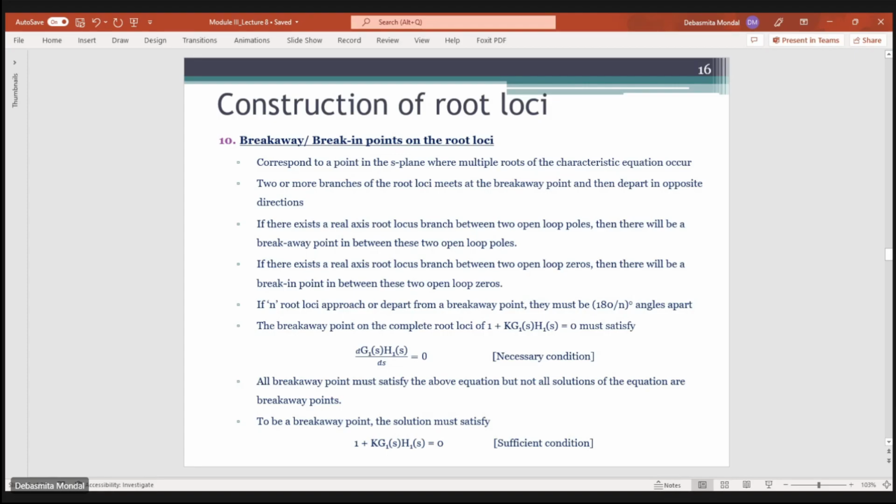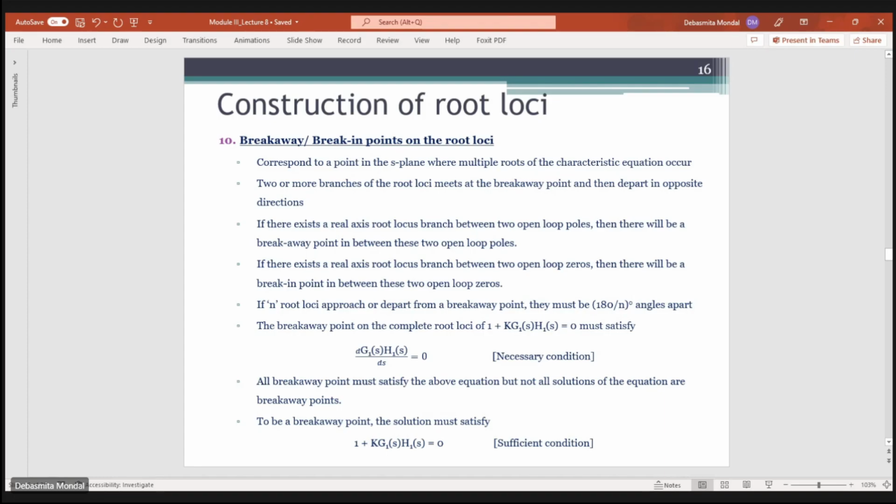If there exists a real axis root locus branch between two open loop zeros, there will be a break-in point between the two open loop zeros, and after the breaking in happens, the root locus will move towards the two zeros.